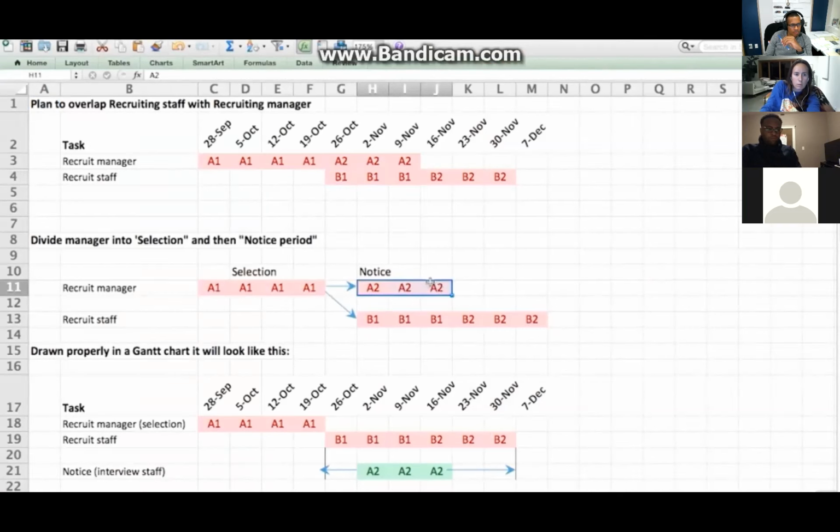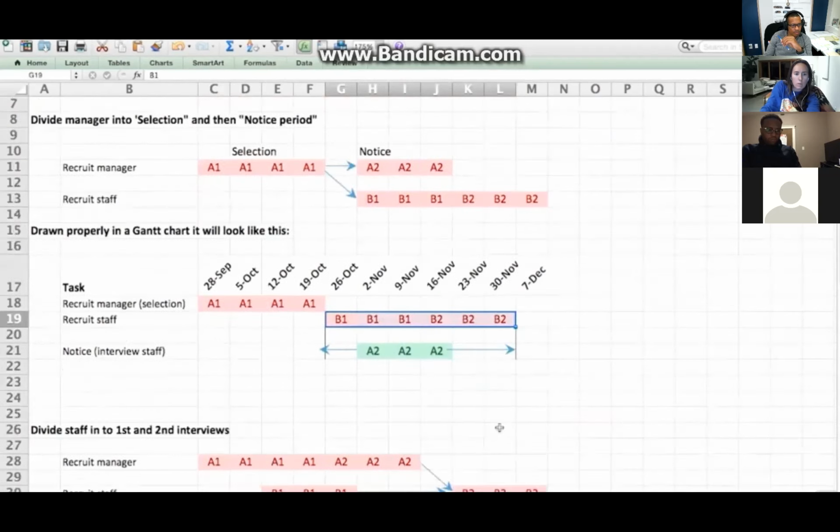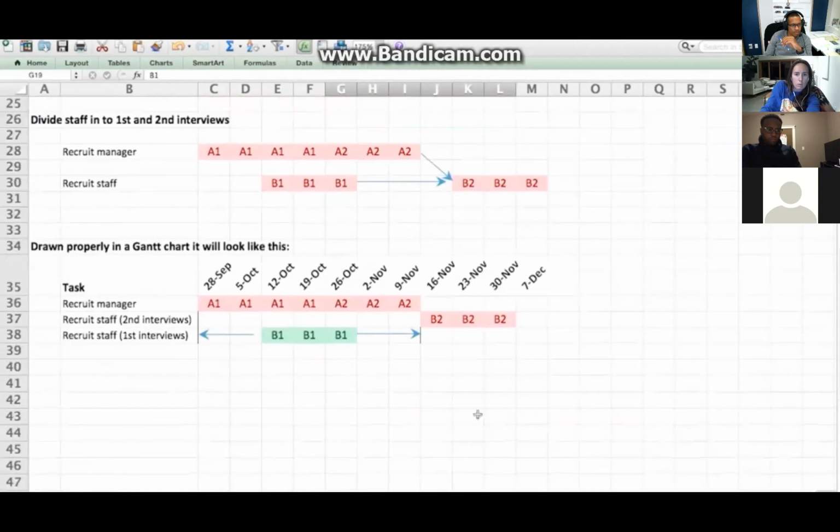So what we would do is, we would say after we've selected the manager, we can then get him or her to help interview the staff, as well as waiting for their notice period. Or, and I think I prefer this one in this example, we could divide the staff into, say, first and second interviews. And then we say, we can do the first interviews for the staff at the same time as recruiting the manager. But the second interviews will need to wait until after we've got the manager. So by doing this, we can keep everything clear and simple.